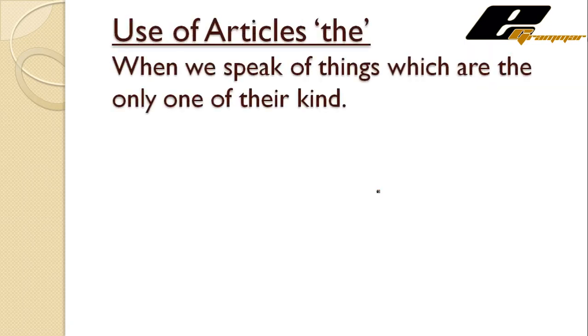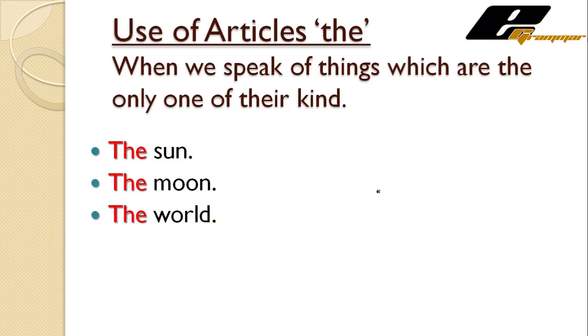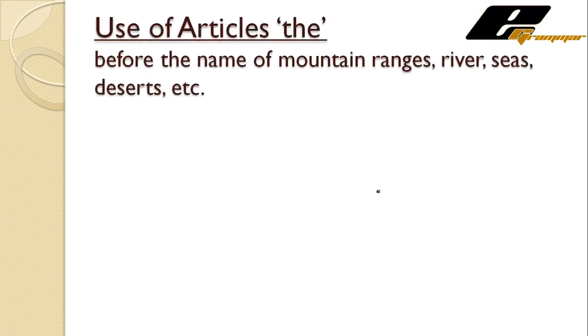Use of article the, when we speak of things which are the only one of their kind, only one around us, only one kind of that thing. So for them, you may say the unique things around you, for them you use this article the: the sun, the moon, the world, the sky, the earth. Understood? Now let's move to the next part.